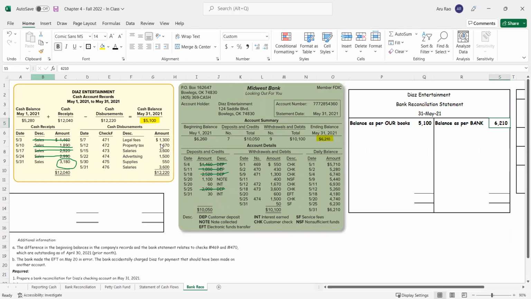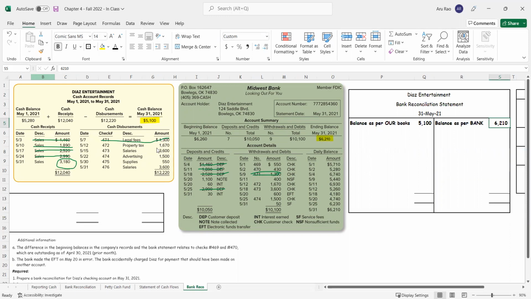So 471 is for 1,300. And here you'll notice I have 2 checks, 469 and 470. These seem to be old checks. We'll get to that in a minute. So 471 is 1,300. Yep, that's cleared. So let me draw the line across properly here. So this one has cleared, the first one.